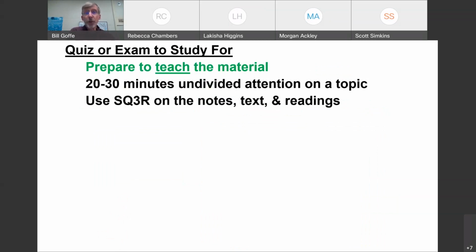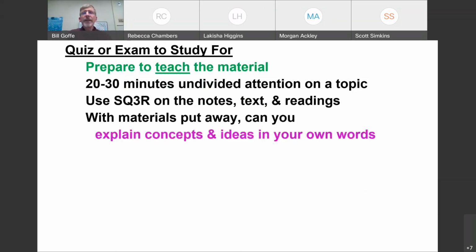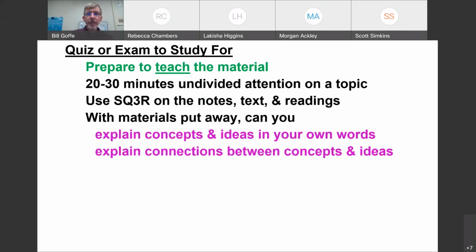For material they need to read, the SQ3R method, and then ask them to put their materials away, not to reread, but can they explain the concepts? Can they explain how to do an own price elasticity? Can they explain how to move a supplier demand curve? How to explain the concepts in GDP?